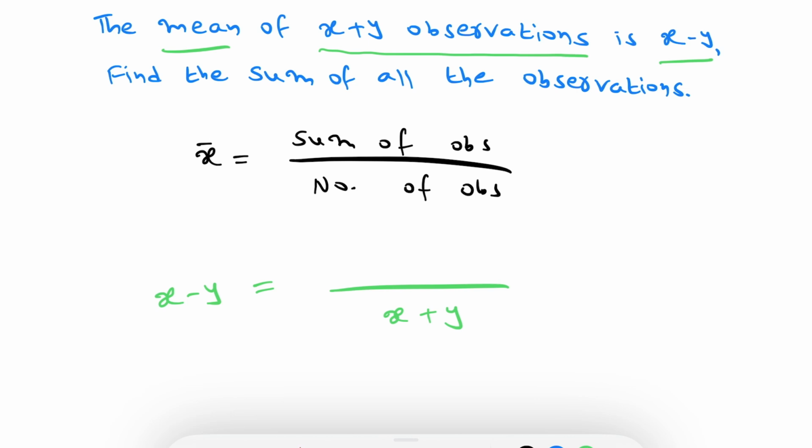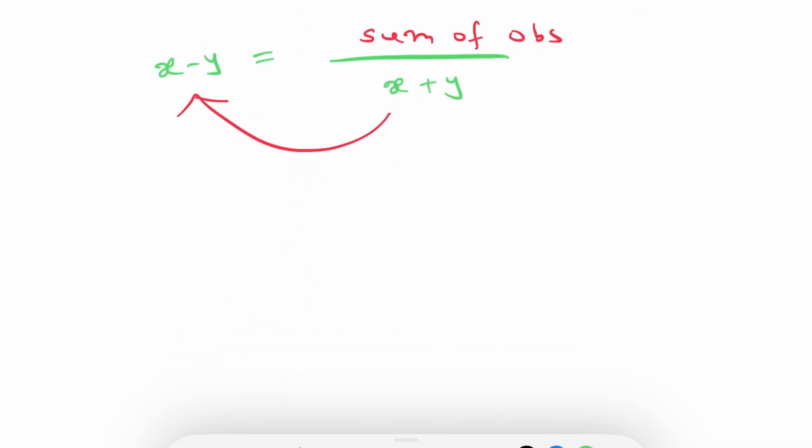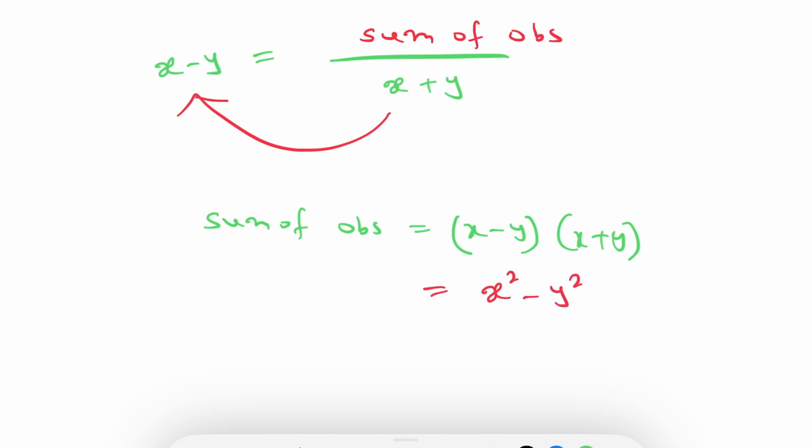Now he is asking us to find the sum of observations, right? So this is unknown now. Sum of observations. Now here this denominator I will take to the left side. If I am taking it to the other side, it will become multiplication. So sum of observations equals x minus y times x plus y. Here two terms are there, so bracket is a must. Now x minus y into x plus y is in the form of a minus b into a plus b, nothing but a square minus b square. So x minus y into x plus y equals x square minus y square.